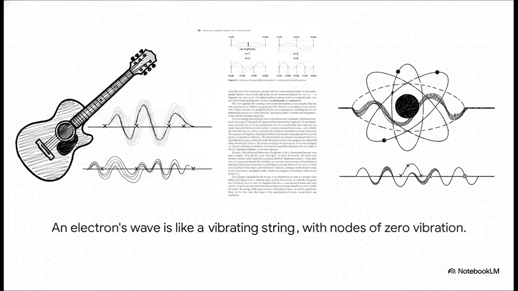To get our heads around this, let's think about something familiar, like a guitar string, right? You pluck it, it vibrates in what's called a standing wave. It can have simple vibrations or more complex ones, harmonics, but here's the key thing. It always has these points called nodes where there's zero movement at all. An electron's wave, trapped inside an atom, behaves in a very similar way.